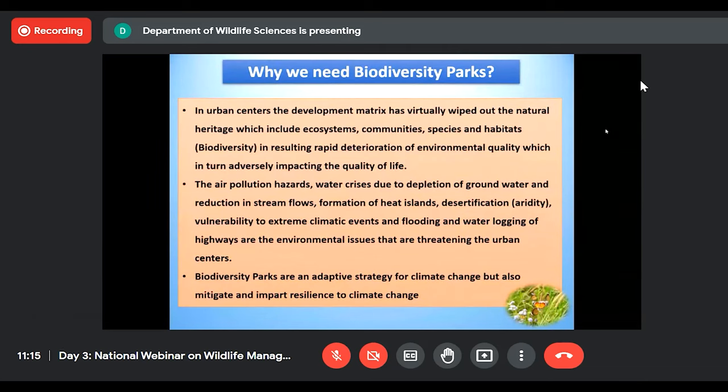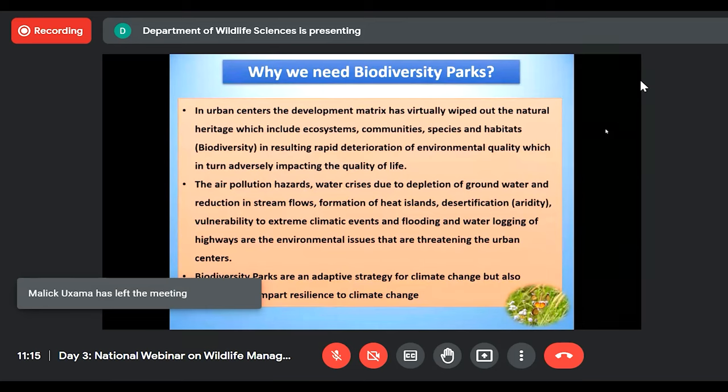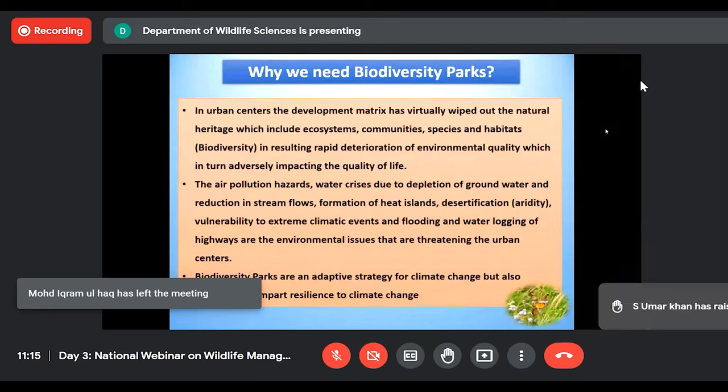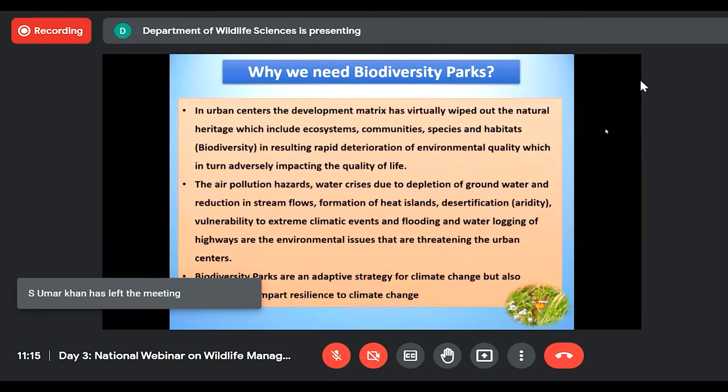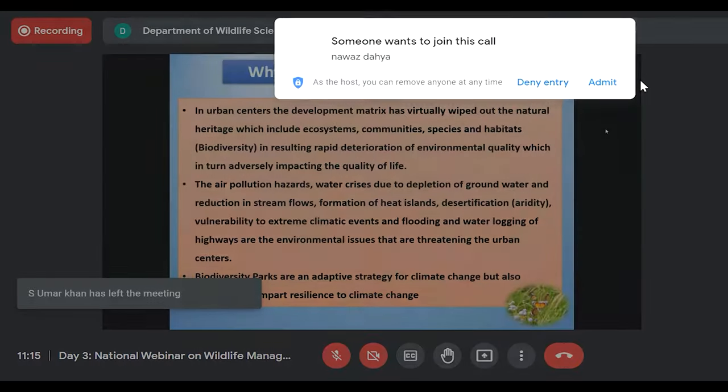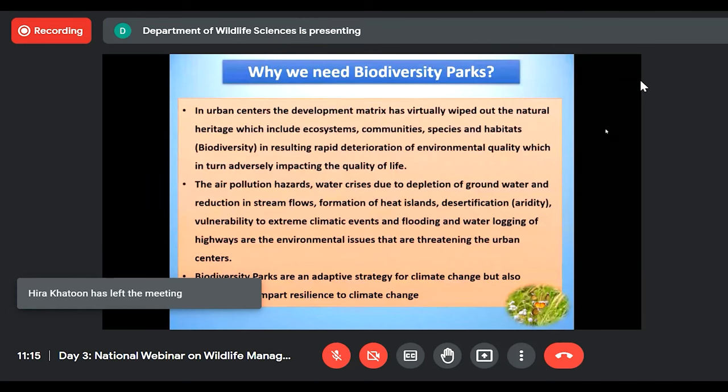Biodiversity parks are an adaptive strategy for climate change, and also mitigate and impart resilience to climate change. So some of the points I discussed are all about why we need biodiversity parks. Next, please.